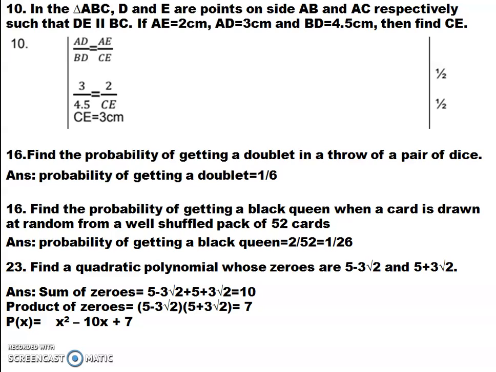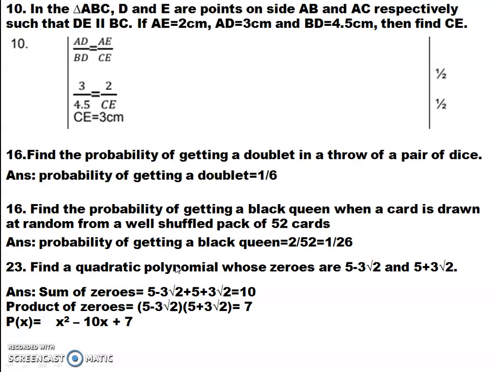You know that probability should be written in the simplest form. That's why we write 1 by 6. Here, the probability of getting a doublet is 6 by 36. But when you reduce it to the smallest form, you will get 1 by 6. Originally it is 6 by 36 and the reduced form is 1 by 6.